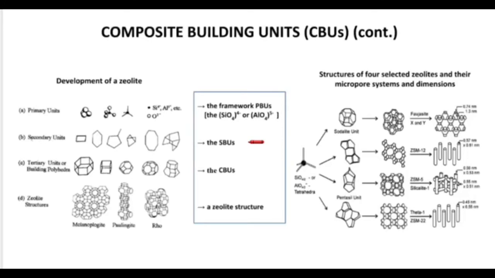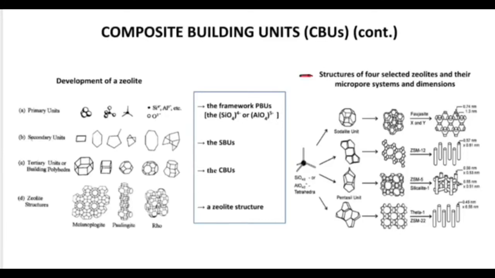And then we move to the composite building units, tertiary units, which are interconnected forms of a wide range of polyhedra, known as the CBUs. And lastly, the structure will form a zeolite structure with extended frameworks. And then we move to another figure which shows the structure of 4 selected zeolites and their micropore system and dimensions.